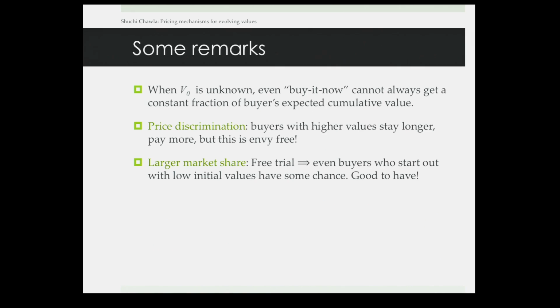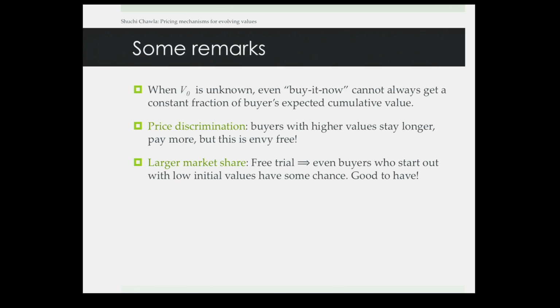Okay, so a couple of comments before I show you the proof really quickly. So even when this initial value is known, a sort of buy it now approach where you try to price usage at the very beginning is not going to get this sort of theorem. What this pricing lets us do is to price discriminate while still being NV-free. And it also gets a larger market share than a kind of mechanism that tries to price the product in the beginning. So I'll go very quickly past this.